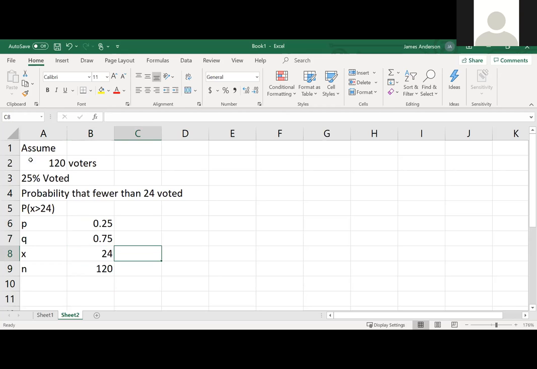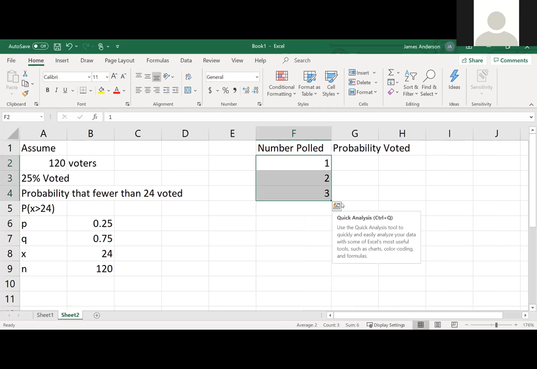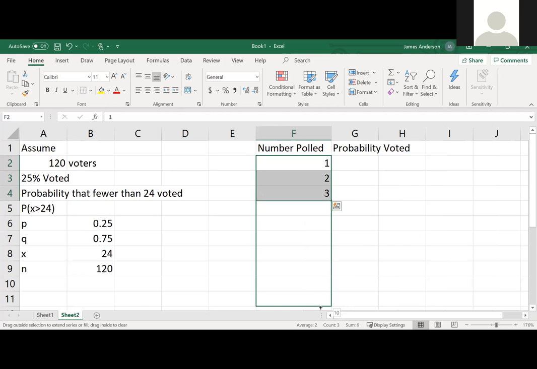So this is a cumulative probability. So the easiest way to do this, we need to go between technically 1 and 120. Not a big deal, by the way. So what you can do is this. And extend it down to 120. It's not a big deal.